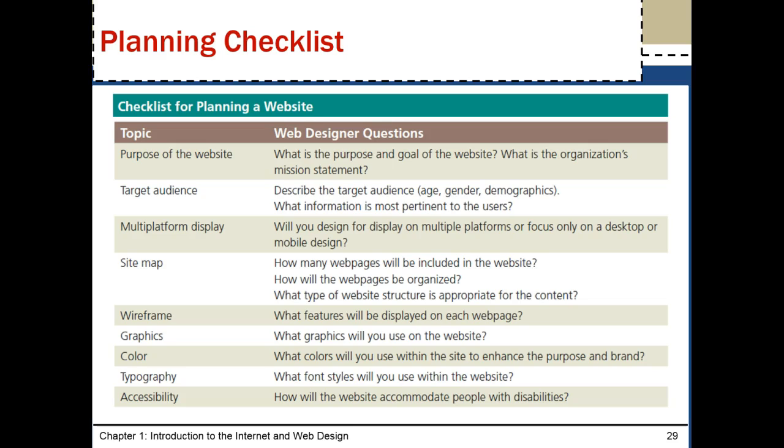Maybe based on the topics, you can come up with certain questions, like what's the purpose of your website, what's your target audience, multi-platform display, sitemap, wireframe. So for your project, you are actually going to use this checklist when you are going through your group project to be able to come up with your website.